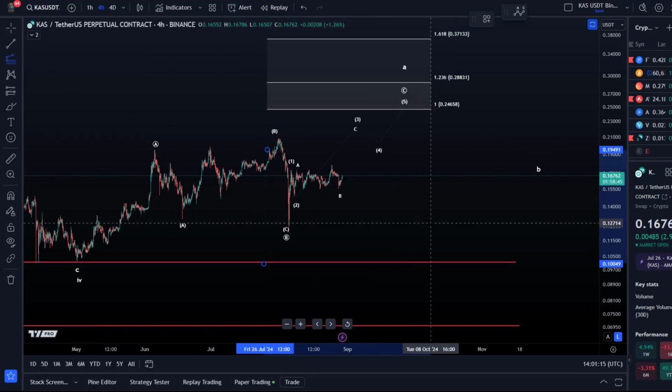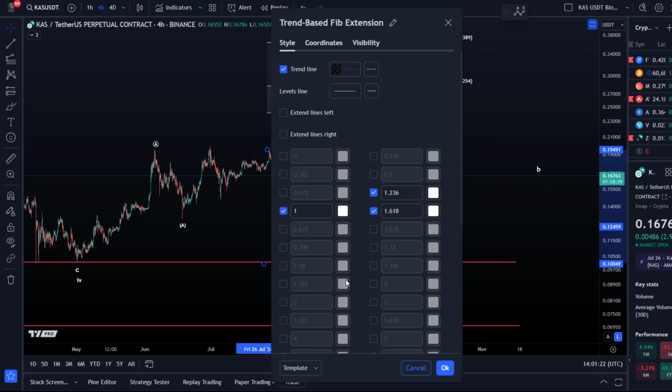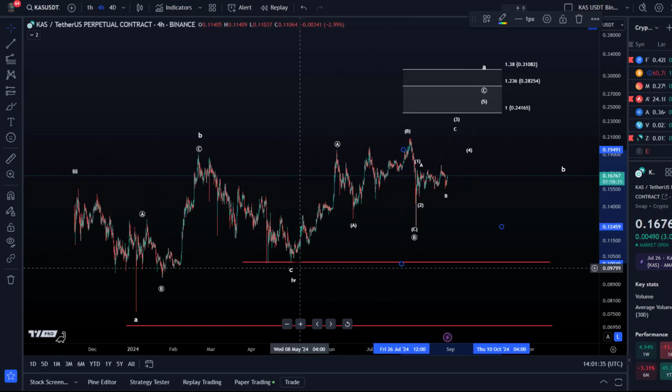A wave, B wave, so round about 24 cents, 28 cents, maybe also the 1.38 extension. These are the next targets for wave C to the upside. ABC, 24 cents to 31 cents. This is an ideal target zone if the red line holds.